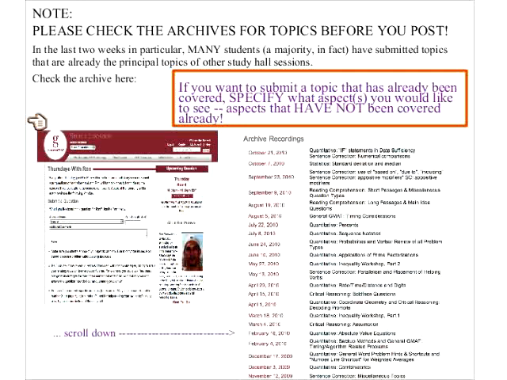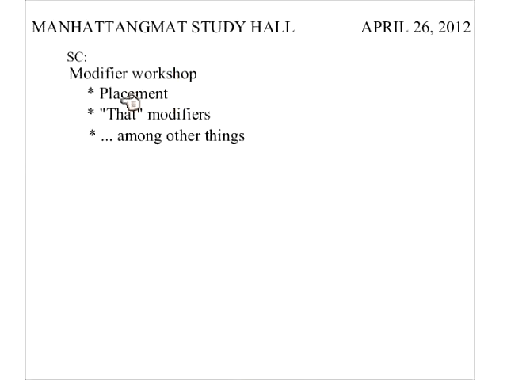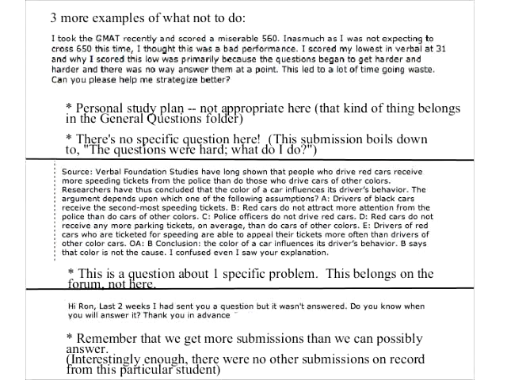Okay, good stuff. So again, if any of you are just getting here, the topic of the day today is a workshop on certain types of modifiers. Modifier workshop. Mostly placement and modifiers involving the word that, but fun stuff.